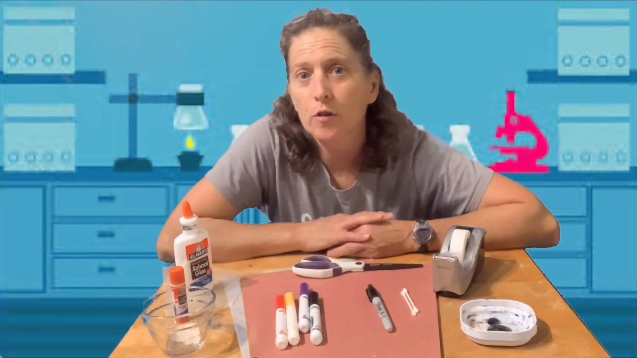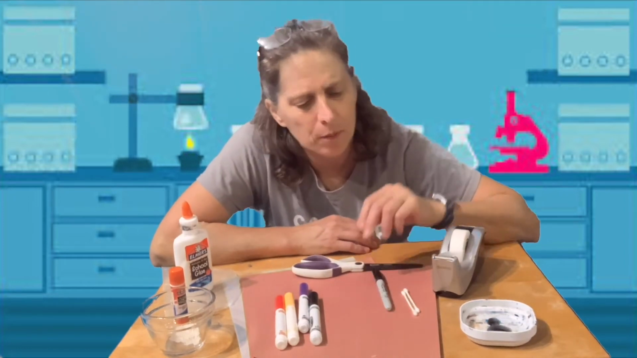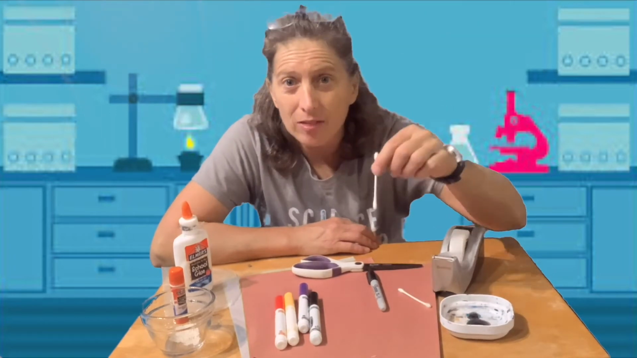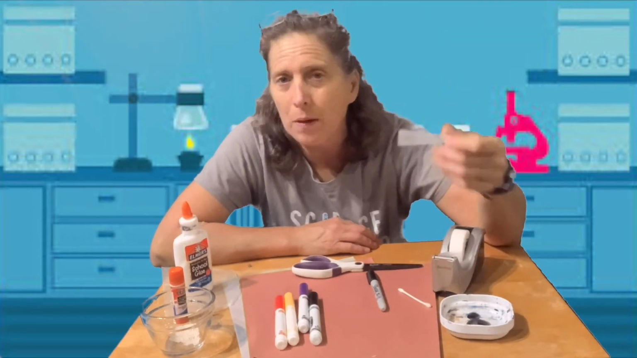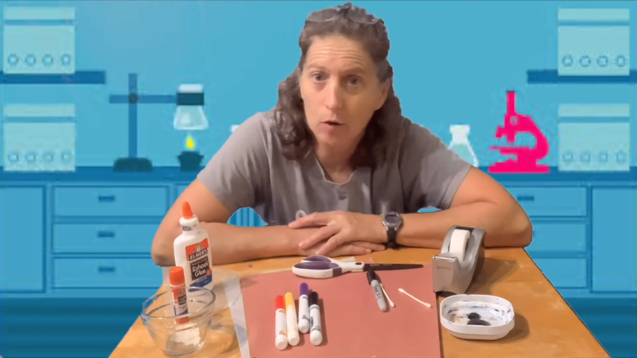Got some markers for some coloring. I got a Sharpie possibly for making ants, but the way I really want to make ants is with some black paint. And I was going to dot them with a Q-tip, but if you don't have paint or Q-tips, you can just use markers, or pencils for that matter, or crayons.